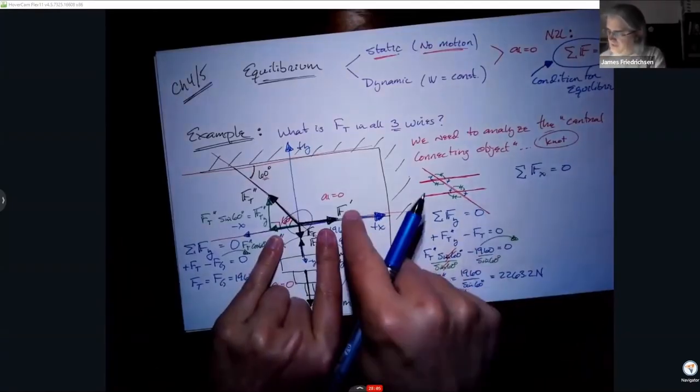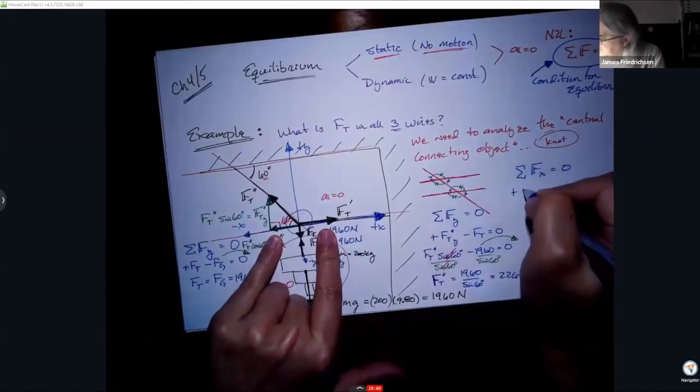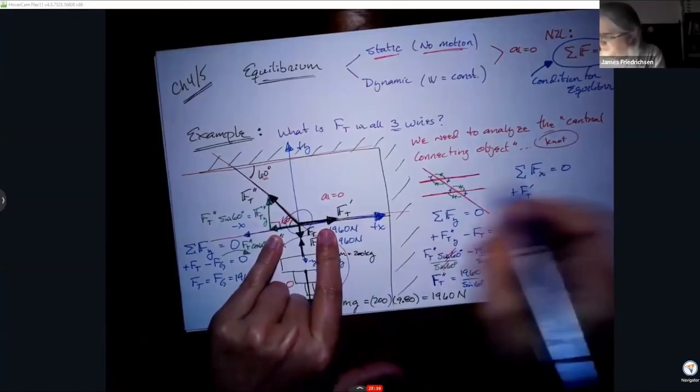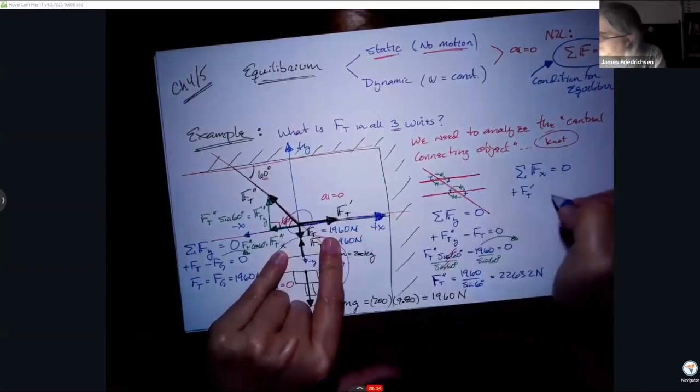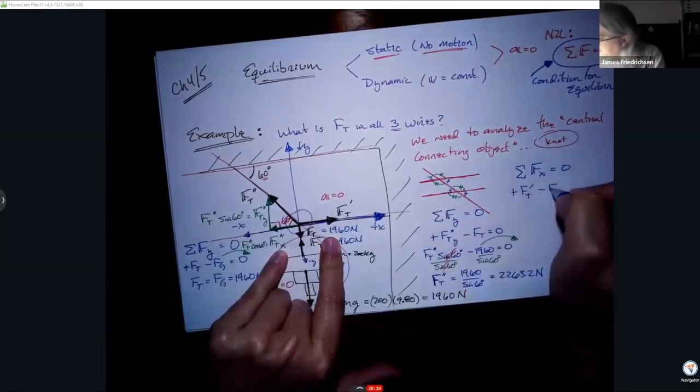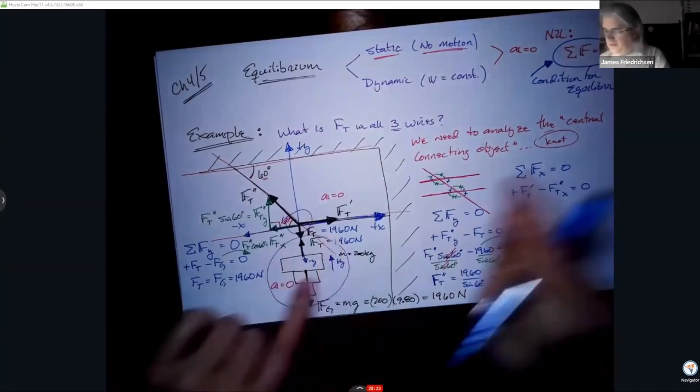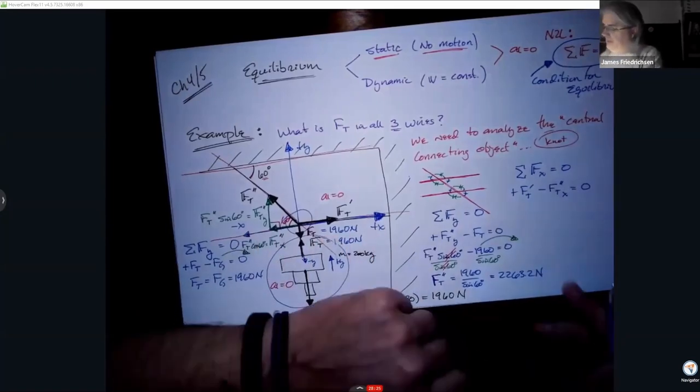And in the x direction, I've got the ft prime. That's in the positive x direction. So we'll do plus ft prime magnitude. And then this x component here on the double prime is in the negative direction. So this is our ft double prime. The x component equals 0 because that's all the forces we have.